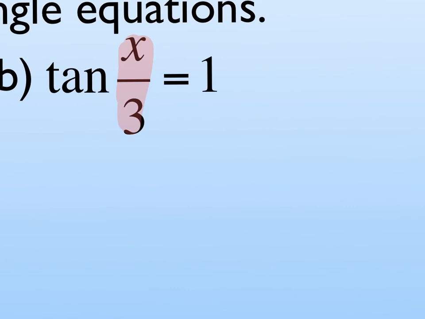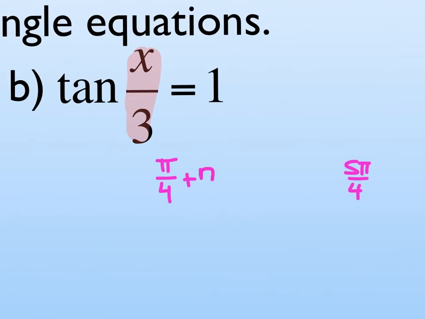B says tangent of x over 3 equals 1. Again, if there was something in front of the tangent, I would divide by it first, but this one's already solved. So the first question is, where is tangent 1? On your circle, where does it happen? Pi over 4 and 5 pi over 4. With tangent, we do what to that? Plus n pi.